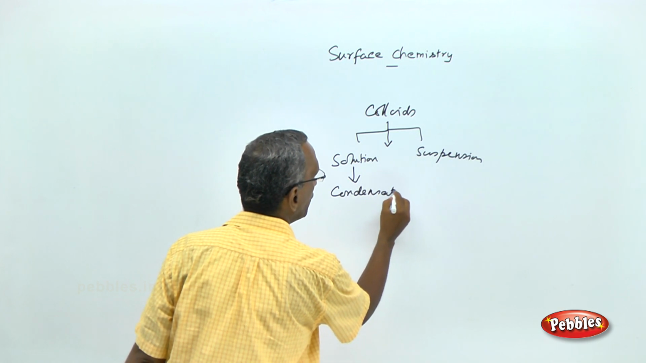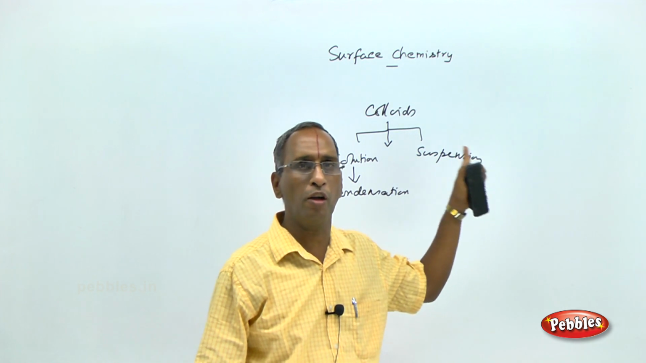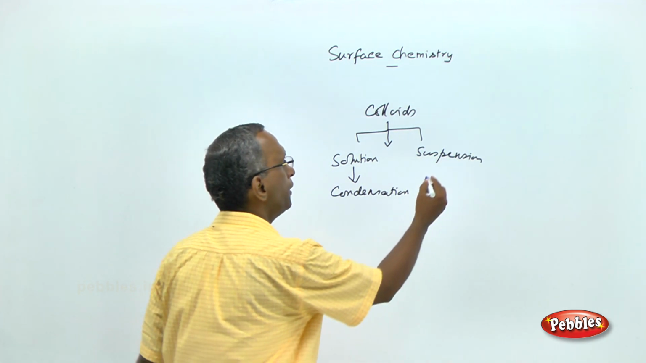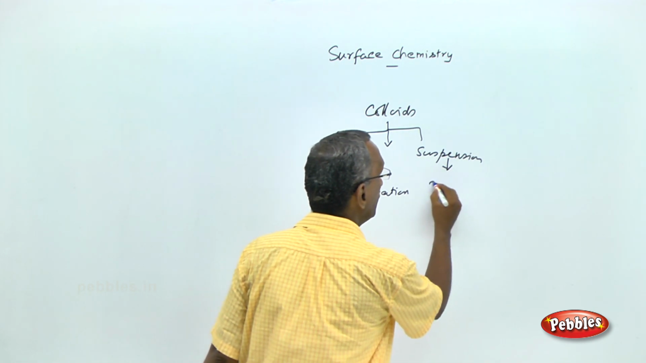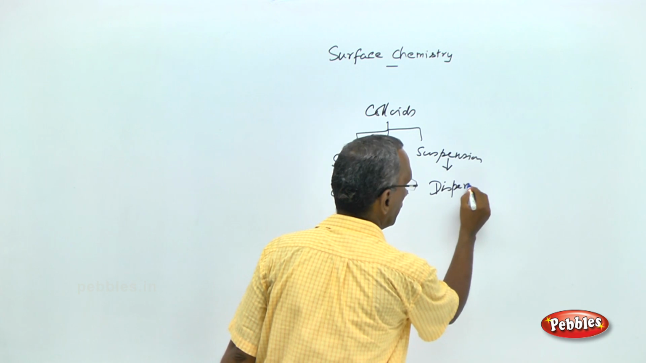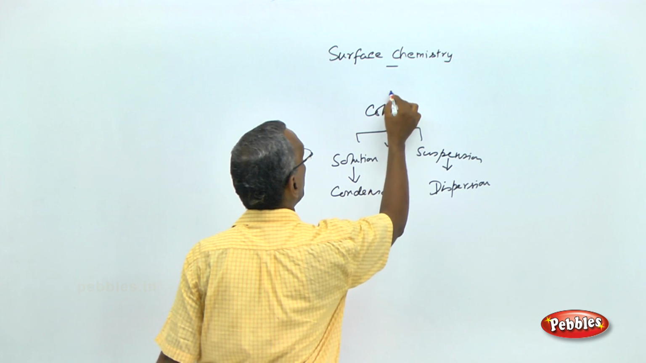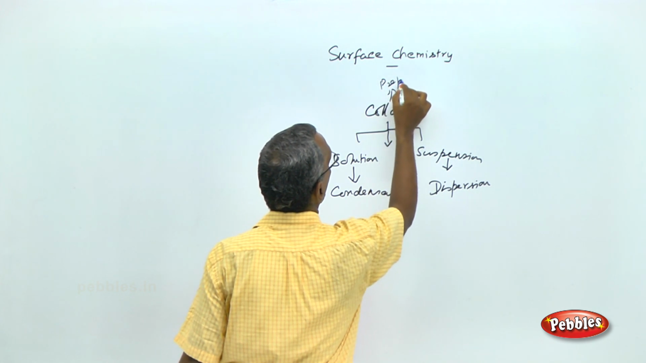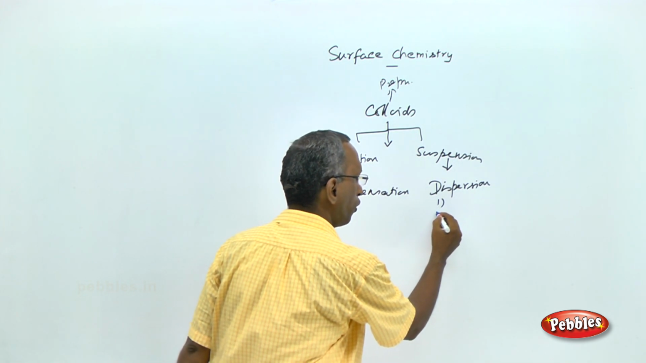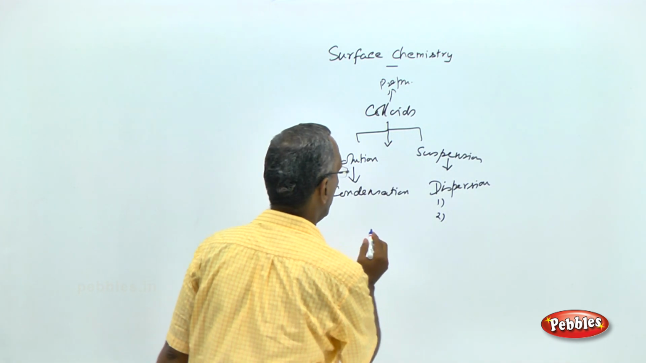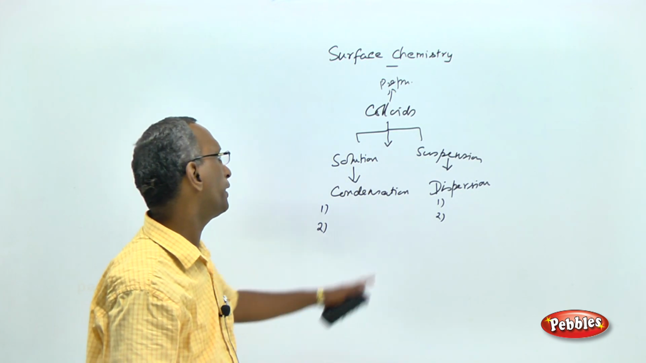Condensation means lighter particles are condensed to get heavier particles, namely in the colloidal range. That is called the condensation method. Suspended particles can be broken down; that is called dispersion methods. So, methods of preparation of colloids are broadly divided into two types: dispersion methods and condensation methods. In dispersion methods, heavier particles are broken to colloidal particles. In condensation methods, lighter particles are united to get colloidal particles.